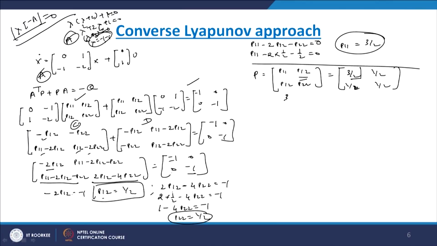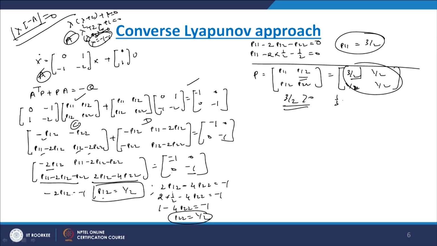We have to check the definiteness of P. In order to check the definiteness, we have to use the Sylvester criterion, and for the Sylvester criterion we have seen earlier that we have to take principal minors. So, here we find that the first principal minor is 3 by 2, which is greater than 0, and the other principal minor is the complete determinant.